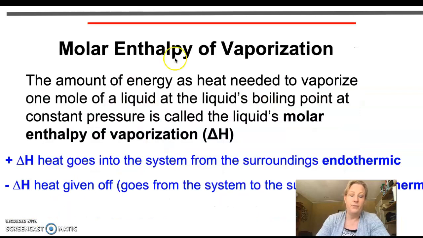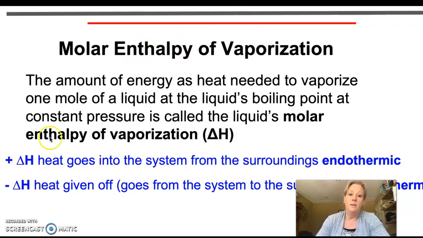So we're going to talk now about molar enthalpy of vaporization. This is the amount of heat to vaporize 1 mole of a liquid at its boiling point. There's also molar heat or enthalpy of condensation, which is the opposite but an equal value. And there's also molar enthalpy of fusion, and I will talk about that in just a second.